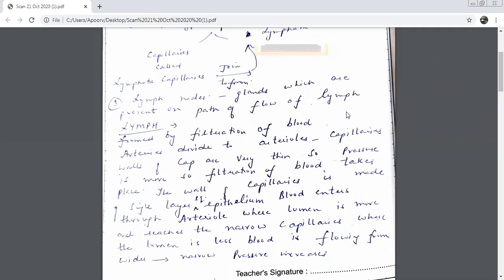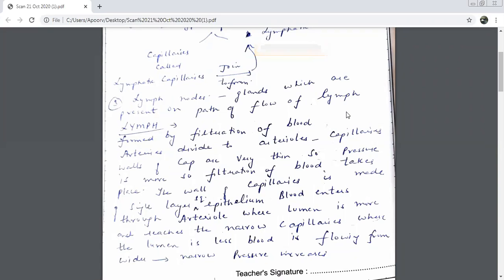What happens is, we know arteries. Arteries divide to form arterioles and then the capillaries. The capillary walls are very, very thin. So pressure is more. Why is the pressure more? Filtration of blood is going to take place because the walls of the capillaries are very thin. So what will take place is filtration of blood.